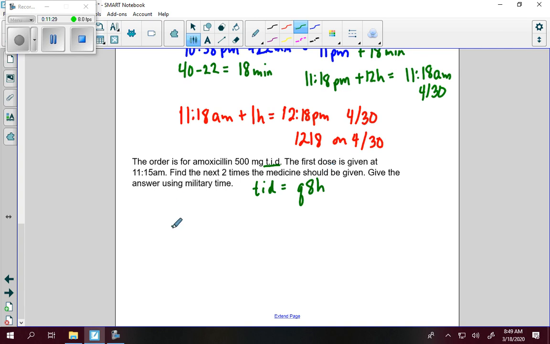So if I start at 11:15 a.m., the next time you take it would be 7:15 p.m. and then the next time you would take it would be 3:15 a.m. the next day.